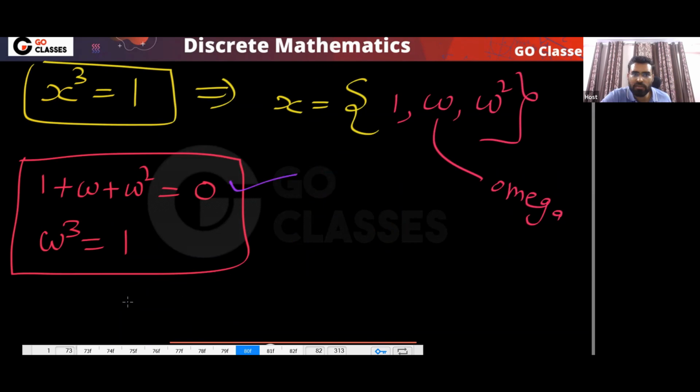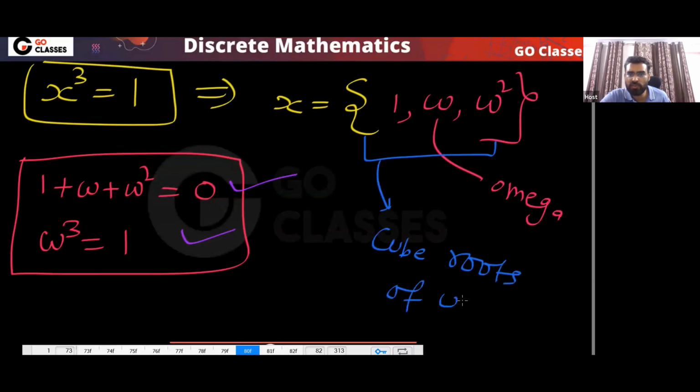Why is omega cube 1? Because x is equal to omega. If you put x equal to omega in x cube equal to 1, then omega cube will be 1. Very simple. Is it clear? These are called cube roots of unity. These three are the cube roots of unity. Unity simply means 1. So these are the cube roots of 1.